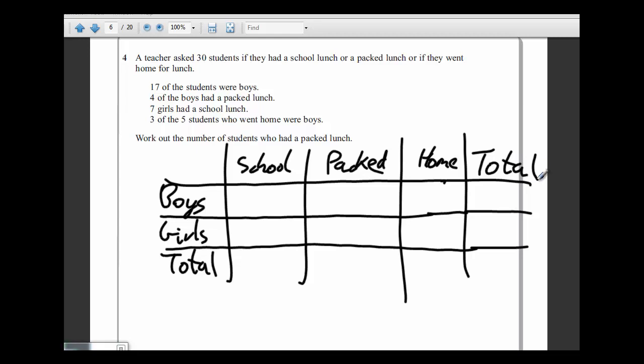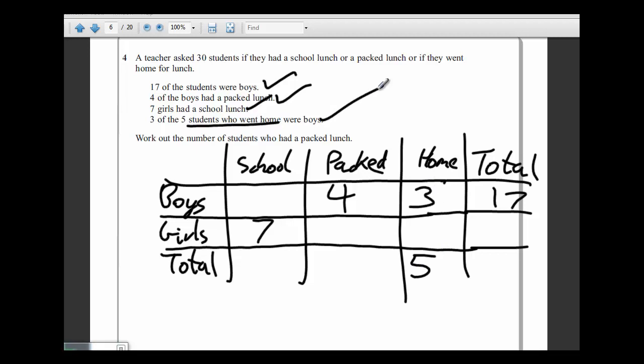We know that in total 17 of the students were boys. 17 boys. 4 of the boys had a packed lunch. So 4 boys had a packed lunch. 7 girls had a school lunch. 3 of the 5 students who went home were boys. So we've got 2 bits of information there. There were 5 students who went home in total, and 3 of these were boys.